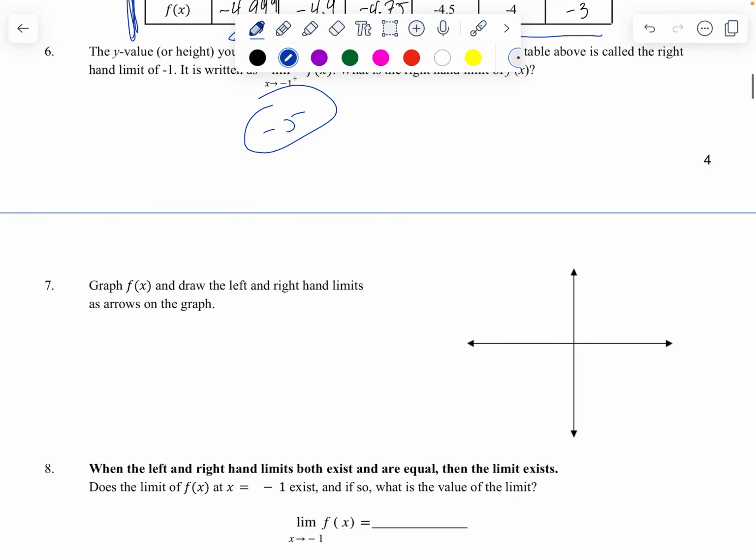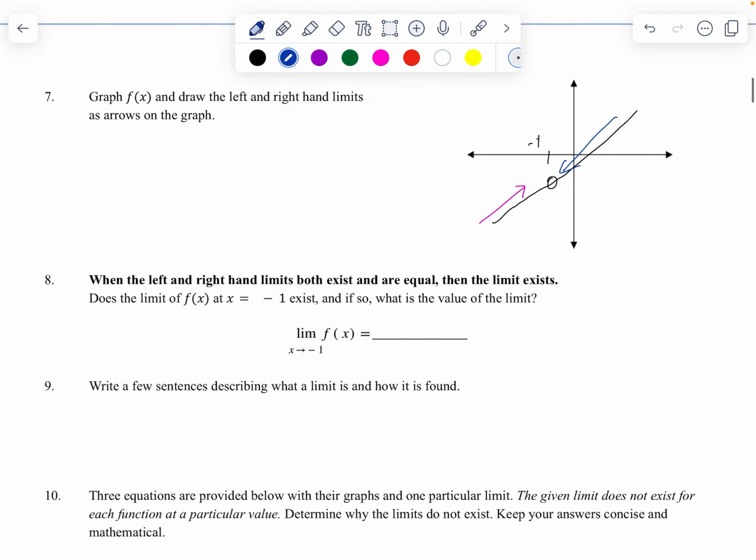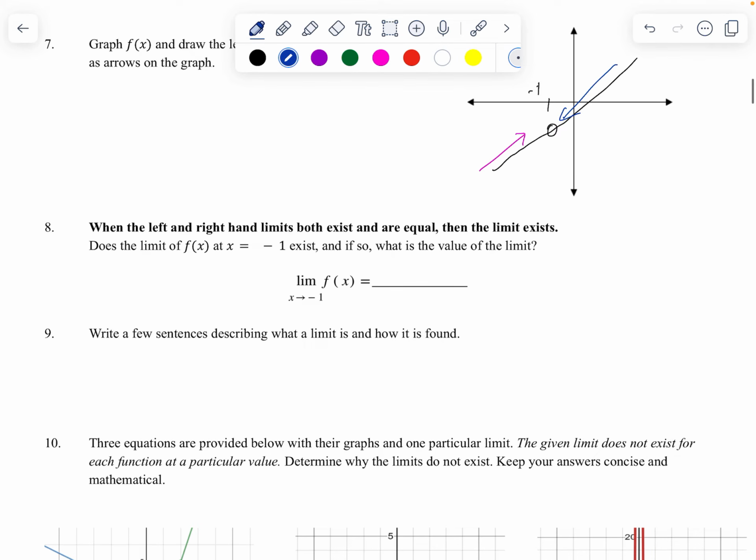Graph f of x and draw the left and right hand limits. This is going to look like x minus 1, but there's going to be a hole at negative 1, negative 5, we said. The left hand limit is in red. The right hand limit is in blue. And when the left and right hand limits are equal, they both equal negative 5.